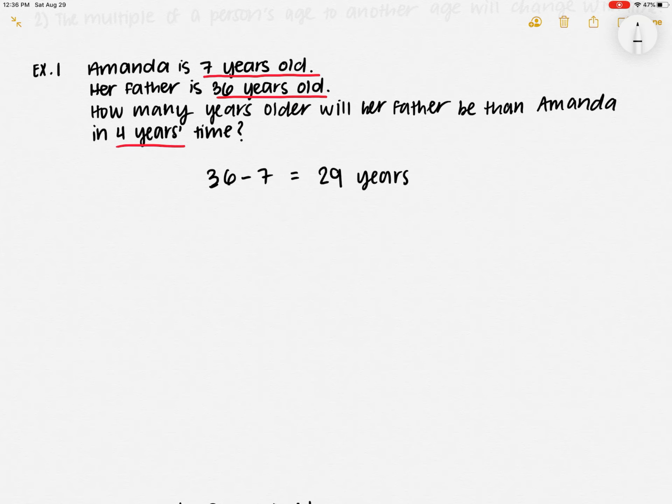The question is asking how many years older her father will be in 4 years, and referring back to rule number 1, which says that the difference in ages will remain the same. If Amanda's father is 29 years older than her right now, that means that in 4 years, he will still be 29 years older. So the answer is 29 years older.